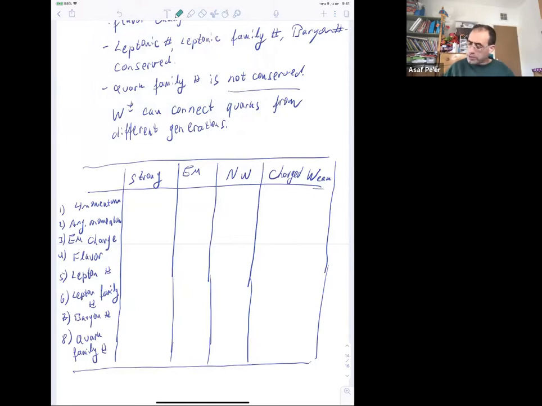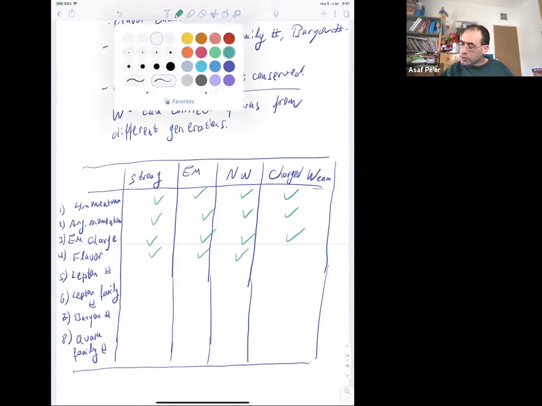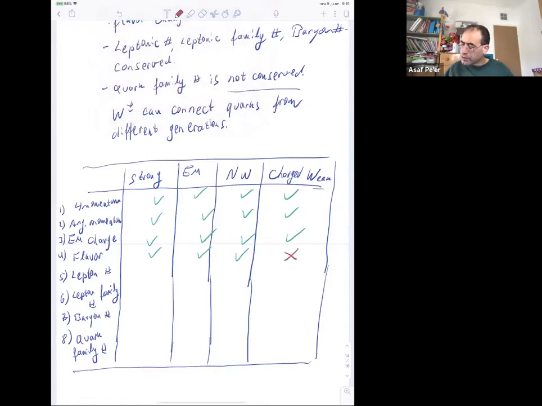So the momentum is conserved by all of those interactions. The angular momentum is conserved by all of those interactions. The electromagnetic charge is conserved by all of those interactions. The flavor is conserved by the strong, the electromagnetic, and the neutral weak, but is not conserved by the charged weak.